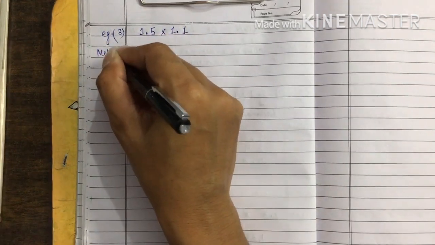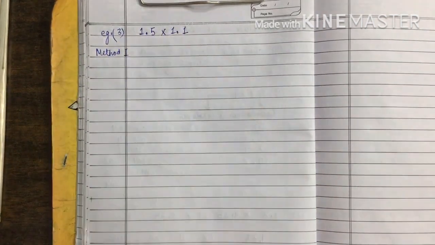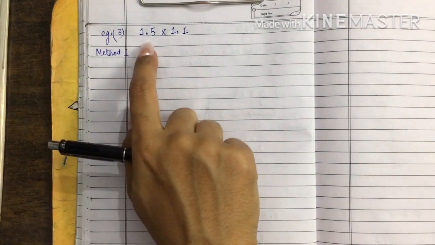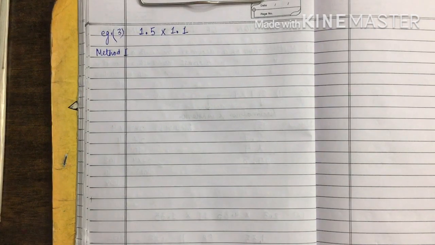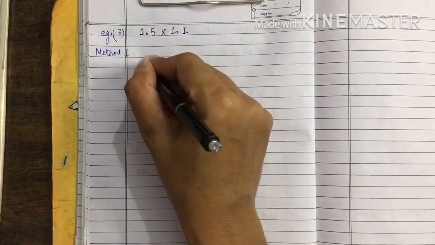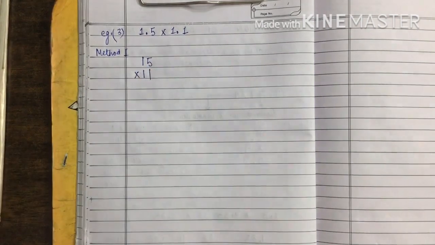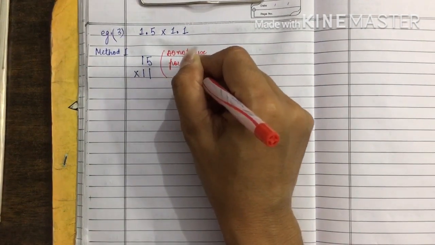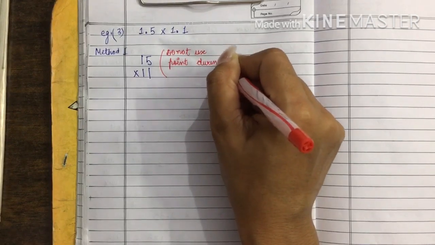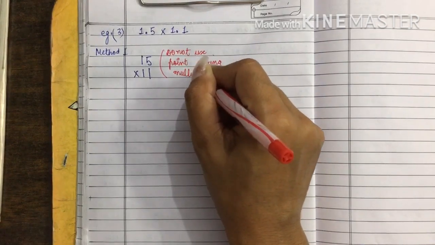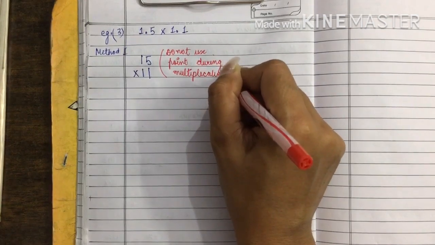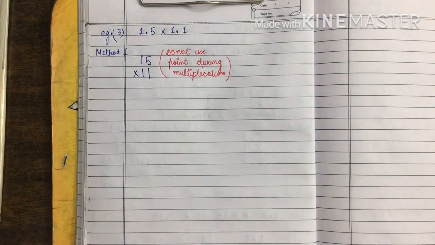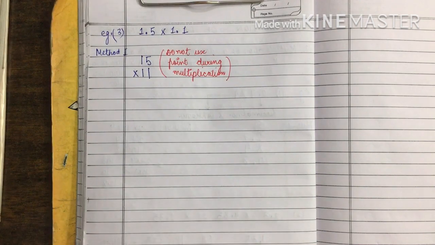Let's do this. The first method is multiplying them directly, but when both numbers are having points, I will not use the point during multiplication. I will only use the number. So I have 15 multiplied by 11. So you can write for yourself, do not use point during multiplication. Multiply normally. So what do I get?